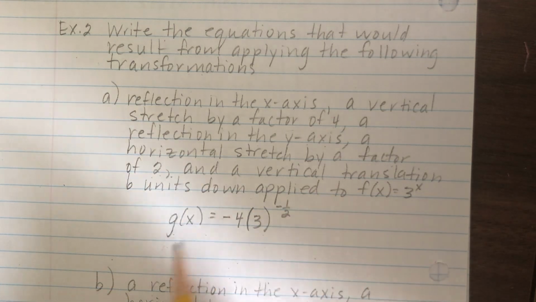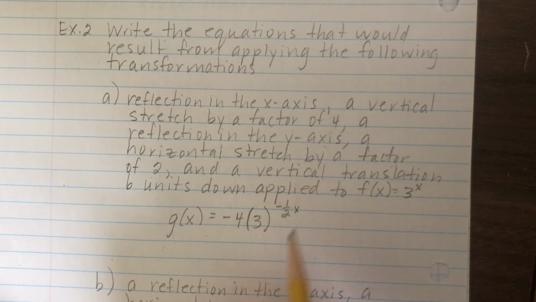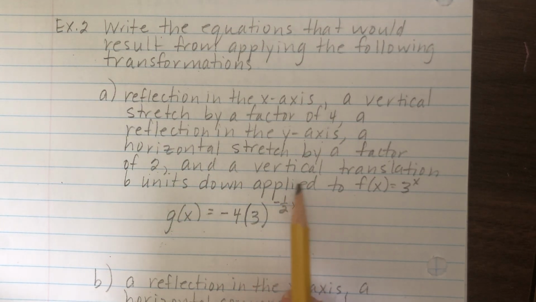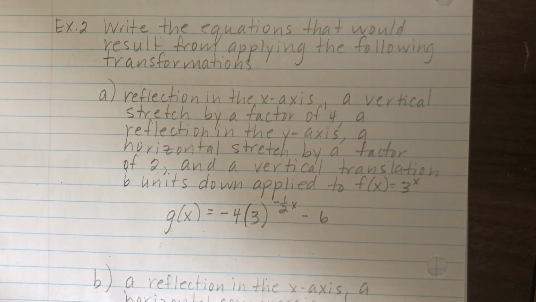And we don't have a horizontal translation, so the -1/2 is simply going to be followed by x. Then we have a vertical translation 6 units down. That means our c value is going to be -6, and it will appear at the end.